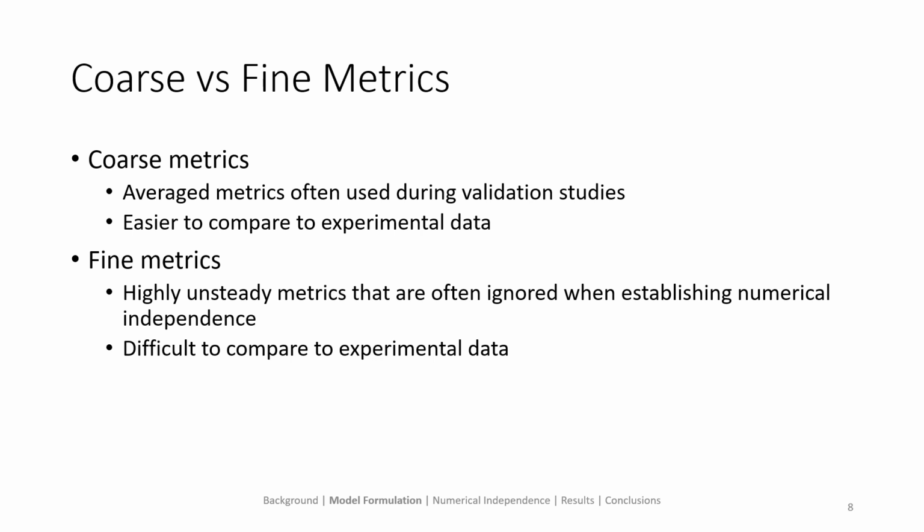Throughout the rest of the study, the metrics will be divided into 2 groups, coarse and fine. Coarse metrics are average metrics that are often used during validation studies due to them being easier to compare to experimental data. Fine metrics are highly unsteady metrics that are often ignored when establishing numerical independence and validation. That is because they are difficult to compare to experimental data. However, they are vital to properly establishing numerical independence.